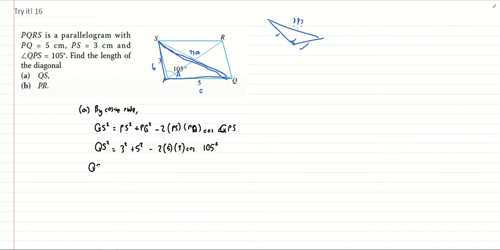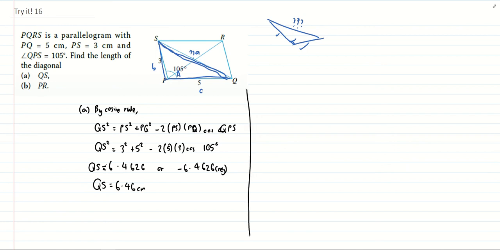So QS itself is simply the square root of 3 squared plus 5 squared minus 2 times 5 times 3 cosine 105. So I have plus or minus 6.4626. Of course, I put in the negative answer just to reject it. So I'll reject this, and then give the answer in 3 significant figures. So QS equals 6.46 cm. That's for part A.